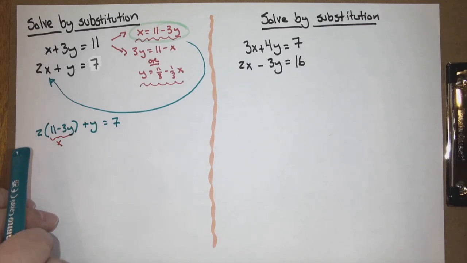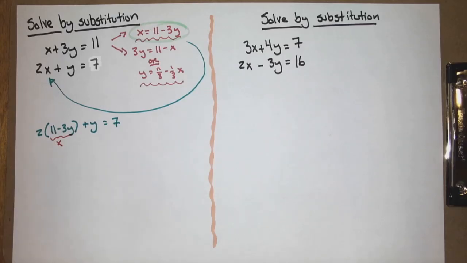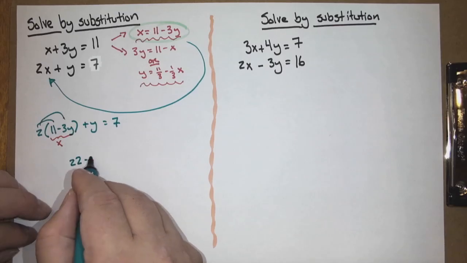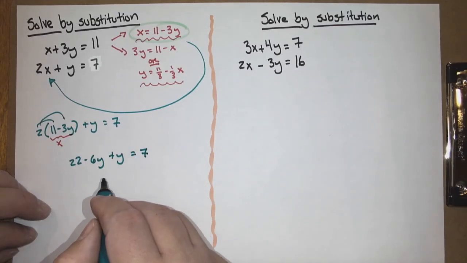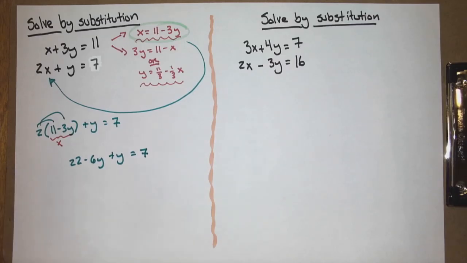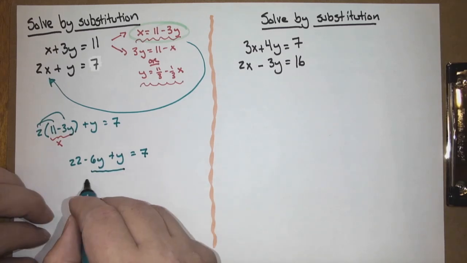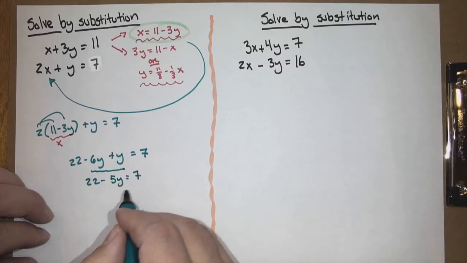Well, now we have one equation, but only one unknown. There's no longer x's and y's, only the y's. So we can distribute. We'll get 22 minus 6y, still add the y, equals 7. And now we just work on our solving, right? We group things together, move things around. So for instance, the minus 6y plus y gives us minus 5y. So 22 minus 5y equals 7.